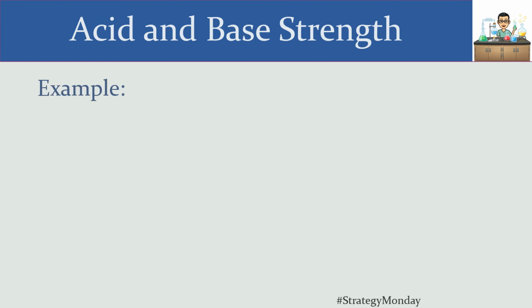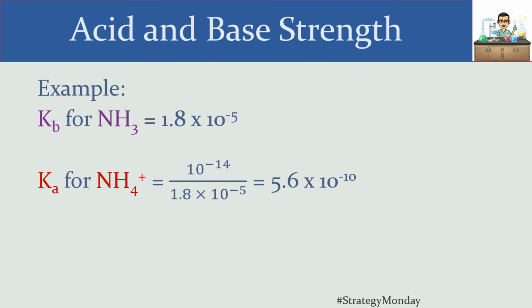So let's take a look at a quick example. So let's say that we're taking a look at the numbers for that NH3 molecule that we were discussing earlier. The Kb for NH3 at 25 degrees happens to be 1.8 times 10 to the negative 5. So if I take a look at the Ka for NH4+, that's going to be 10 to the negative 14 divided by this number. And that happens to equal 5.6 times 10 to the negative 10.